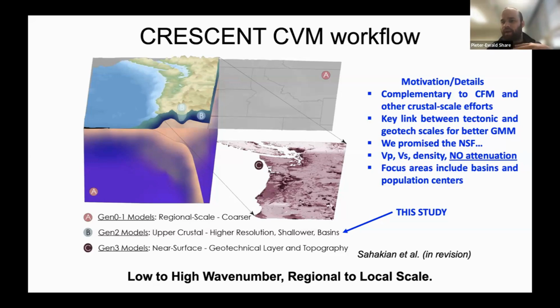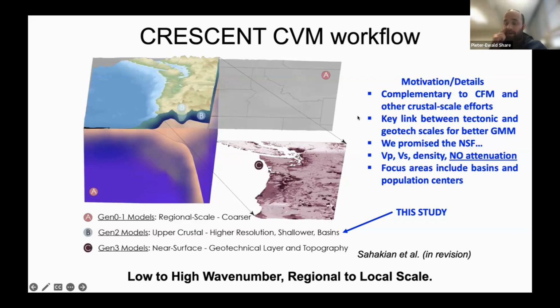If you were at the town hall yesterday, you would have heard Dr. Ben He talk about how they've produced this model. Within this structure, we embed high resolution, shallower crustal scale features. That's what I'm referring to right now as these Gen 2 models, which is B in the figure, and that's going to be the focus of this talk today.